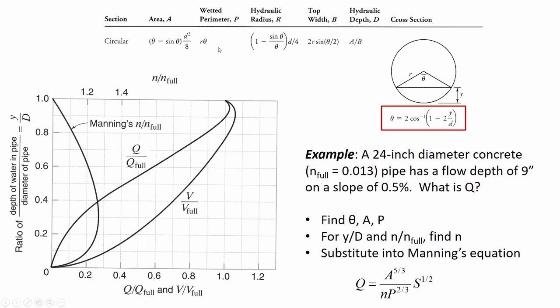Once you know the angle, then you can use this formula to get the cross-sectional area, this formula to get the wetted perimeter. Then you use the figure to find out what is going to be the n value that you should put into Manning's equation, because you know the y to D, and so you can go over here and find the correct n value, the ratio of n to n full, and then finally substitute everything into Manning's. All right, so I'm going to pause the recording, give you some time to calculate. I'll be circulating around with the answer.